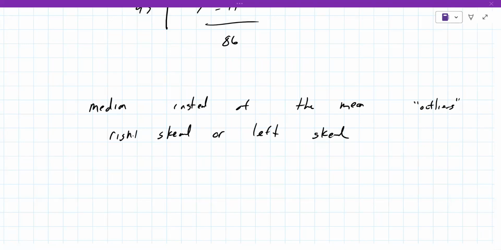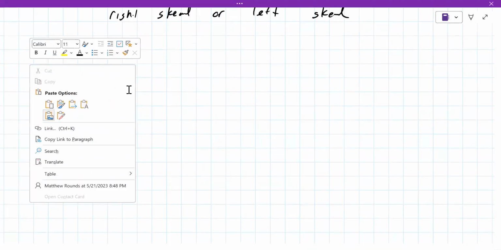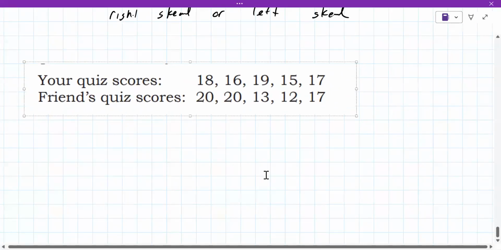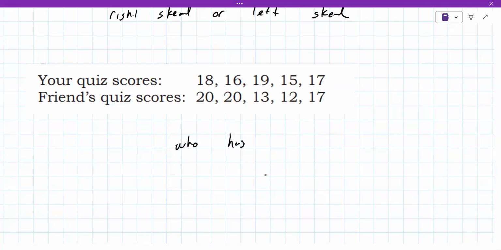All right, so here's a quick question. Could you decide who has the greater median? Okay, median. 15, 16, 17, 18, 19. And 12, 13, 17, 20, 20. And then you have the same median. Okay. How about the mode? Who has the greater mode? The friend. And what is that? 20. 20, good.